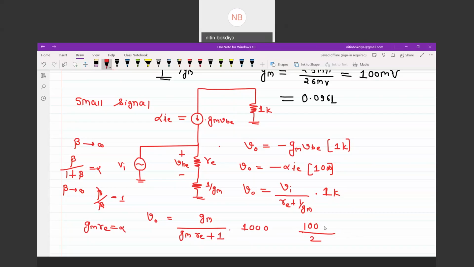Right? What was 100? It was millimho. And this is 1K. So milli and K cancel. So what is the answer for this question? The answer for this question is 50. So this is how you can analyze this question.